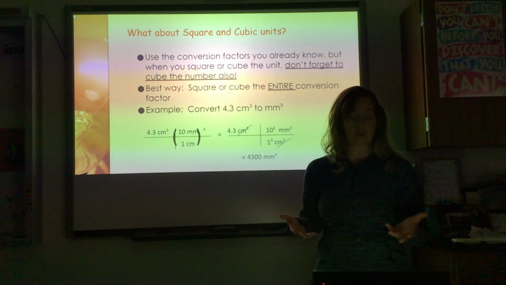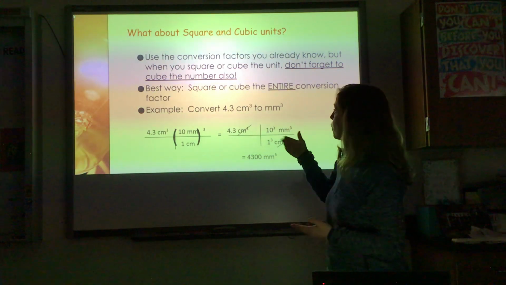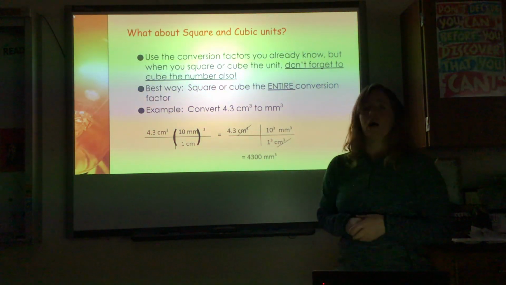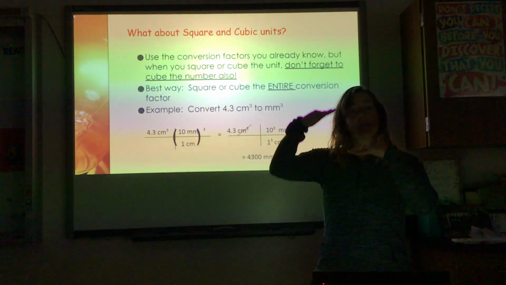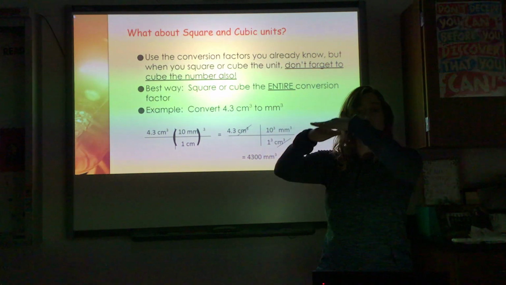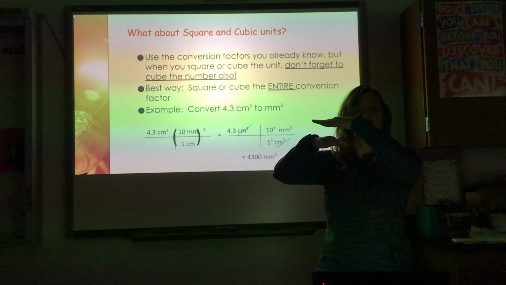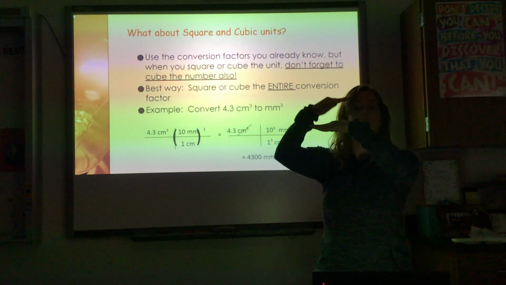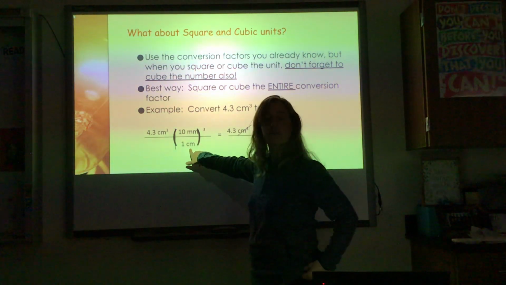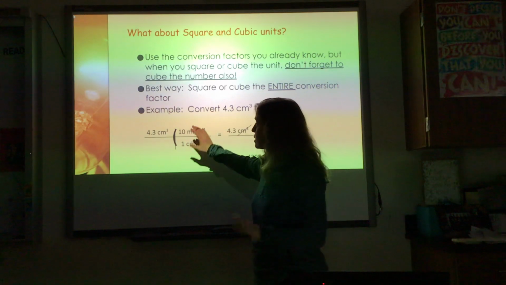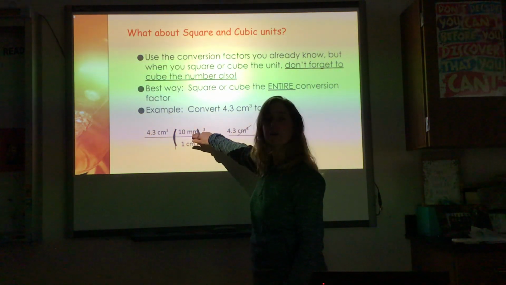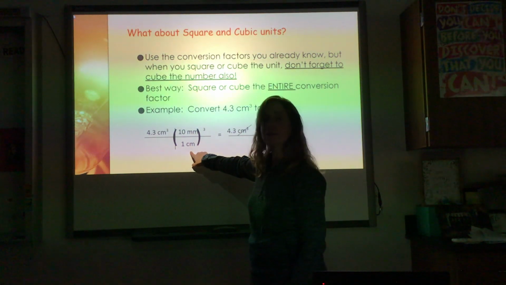So for example, if I'm converting 4.3 centimeters cubed to millimeters cubed, I know the difference between a millimeter and a centimeter. So centimeters here and a millimeter is right below it. So there's a difference of 10 there. Okay? So there's 10 millimeters in 1 centimeter. All right? So if I know that, I need my units of centimeters to cancel out. So when I set up my ratio here, okay, I'm going to put 10 millimeters over 1 centimeter.